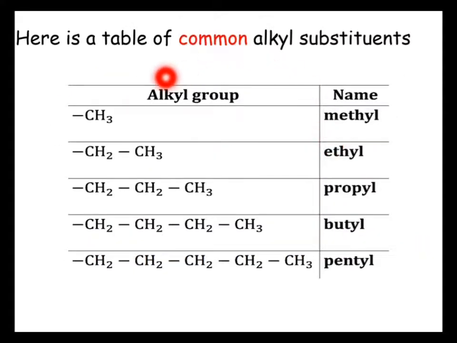Talking about alkyl groups or alkyl substituents, here are some examples. What you have seen now is CH3. The name is methyl. Why methyl? Because it has one carbon. So if your substituent has one carbon, then it is methyl. If it has two carbon atoms, then it's ethyl. Three is propyl. Four is butyl. And five carbon atoms would be pentyl. So these are some common alkyl substituents that you can have.